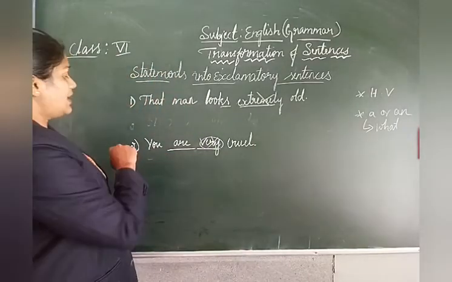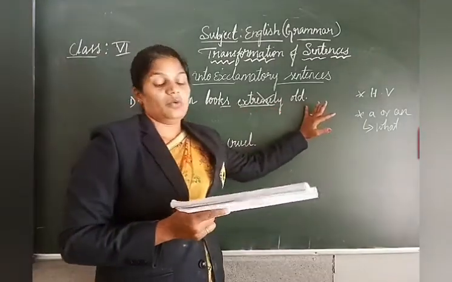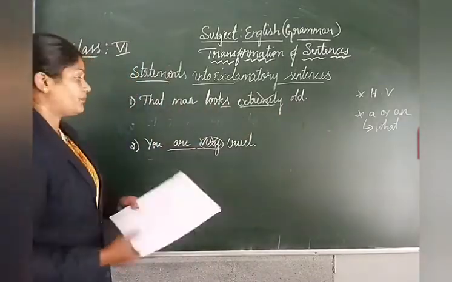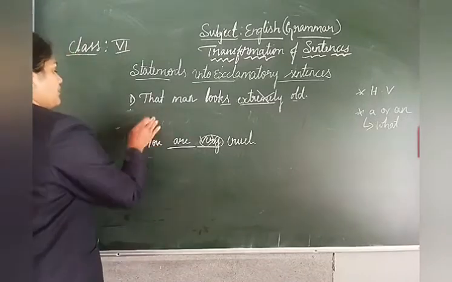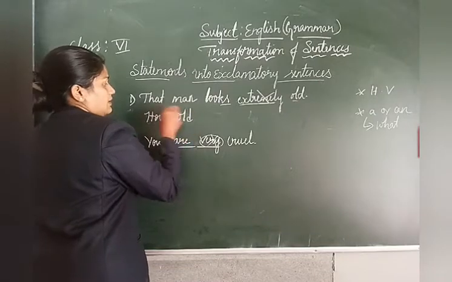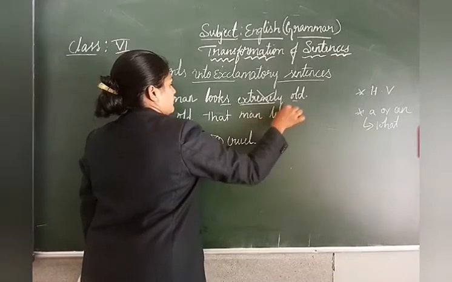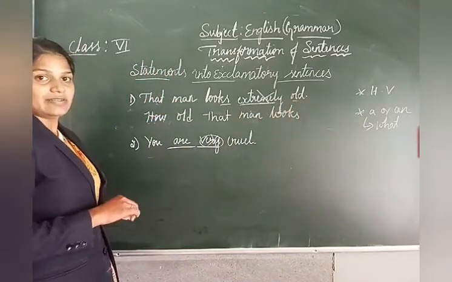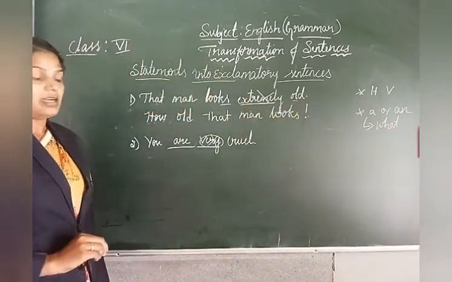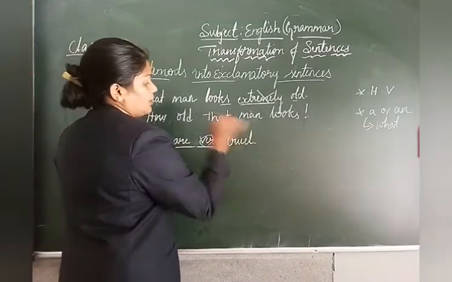Here, is there a or an? No. So, that man looks extremely old. How can we say? How old that man looks. So, which kind of sentence is it? Exclamatory. So, you have to put an exclamatory mark. How old that man looks. See, you are very clear.